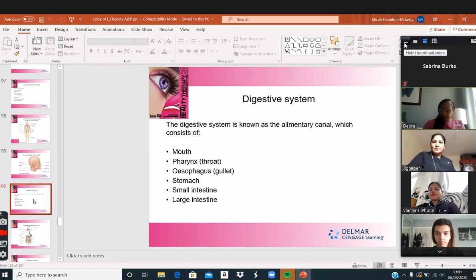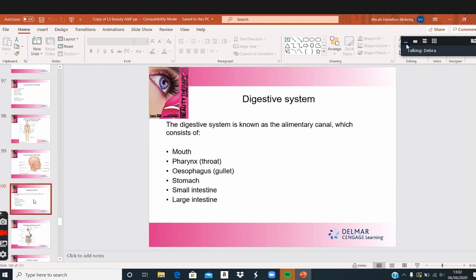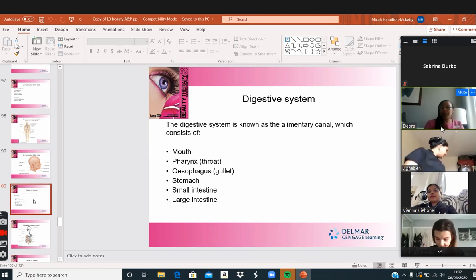So the first system we're going to look at on your PowerPoint is slide 100, which is the digestive system. We finished off the lymphatic system last week, and we're going to go on to slide 100, the digestive system.